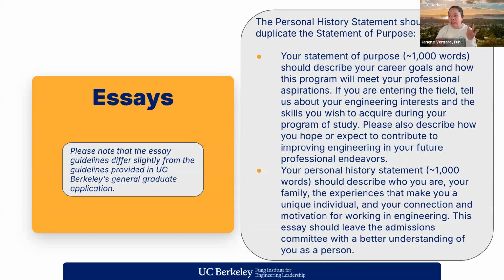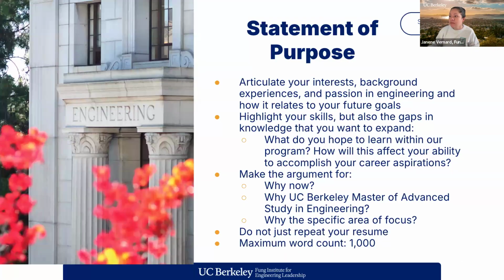The way I see it, the statement of purpose is: this is the subject matter, these are my goals, this is how this program is going to get me there. And the personal history statement is: I discovered engineering when I crossed such-and-such bridge when I was 8 or something like that. It's a little more about who you are, while the statement of purpose is more about what you want to do in the field.